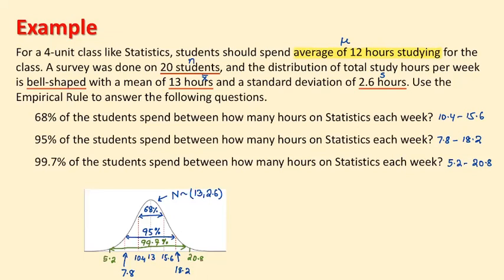Key note here: within 1 standard deviation of the mean, we'll have 68% of the data. Within 2 standard deviations of the mean, we'll have 95% of the data. And within 3 standard deviations of the mean, we'll have 99.7% of the data. That is the fundamental idea about the empirical rule.